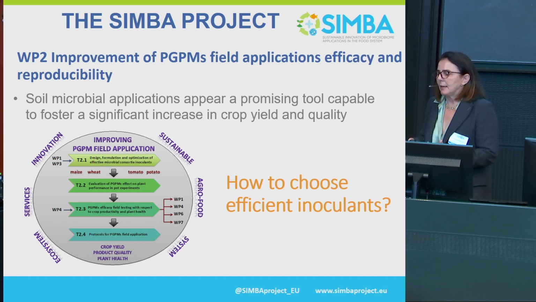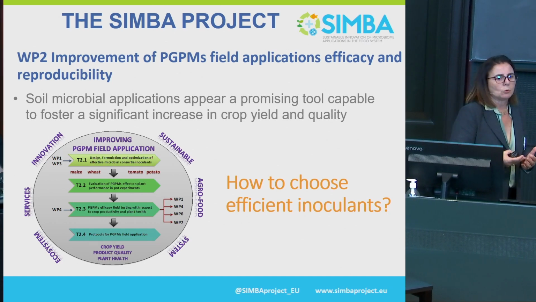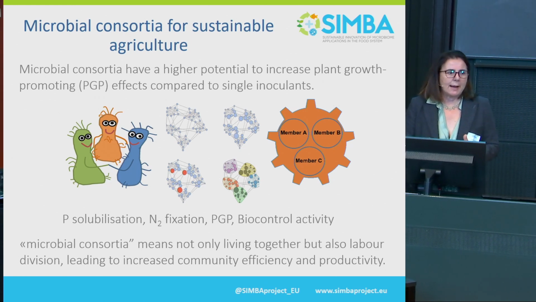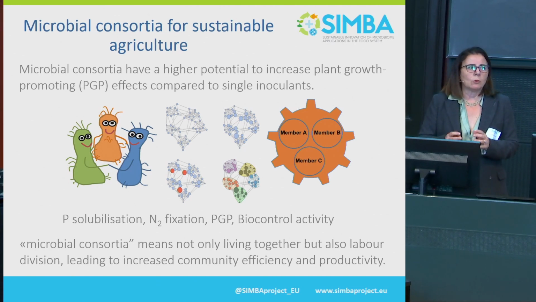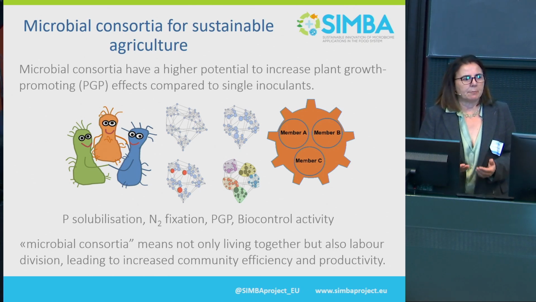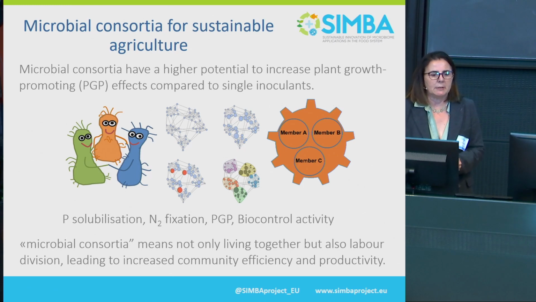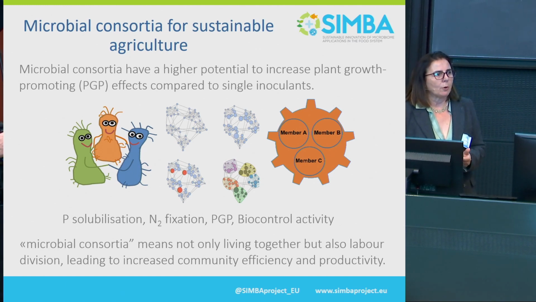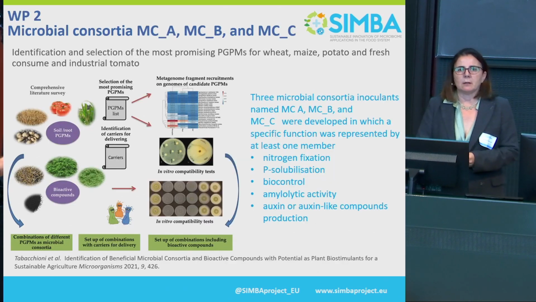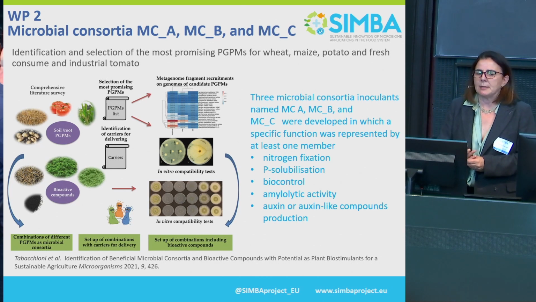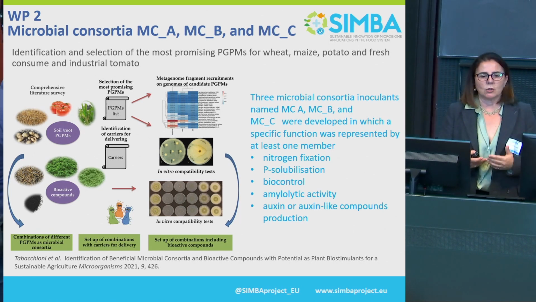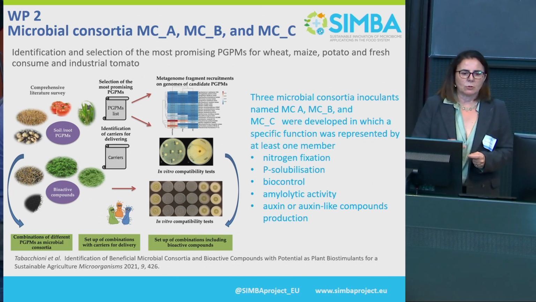At the beginning of the project, we discussed the procedure to obtain these efficient inoculants. We started with the idea that if we combine different beneficial microbes with different functions, we are able to construct SynComs that combine different potentially important functions for soil and plant productivity. In SIMBA, we developed new microbial consortia with different important functions like nitrogen fixation, phosphorus solubilization, biocontrol activity and plant growth promoting activity. In this paper, we list the 3 important microbial consortia developed in the SIMBA project, named MSCA, MSCB and MSCC, which are composed of one member for each important function, like nitrogen fixation, biocontrol, and so on.